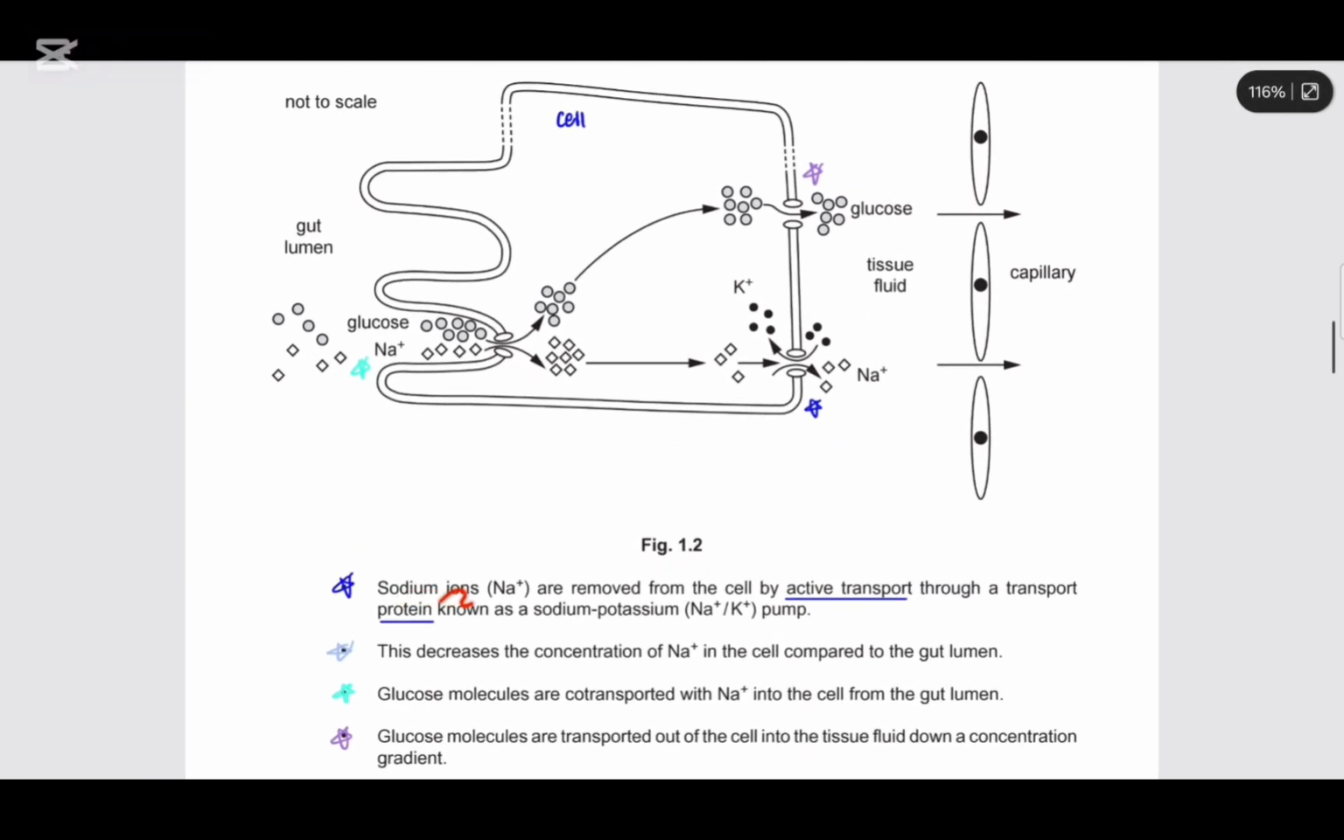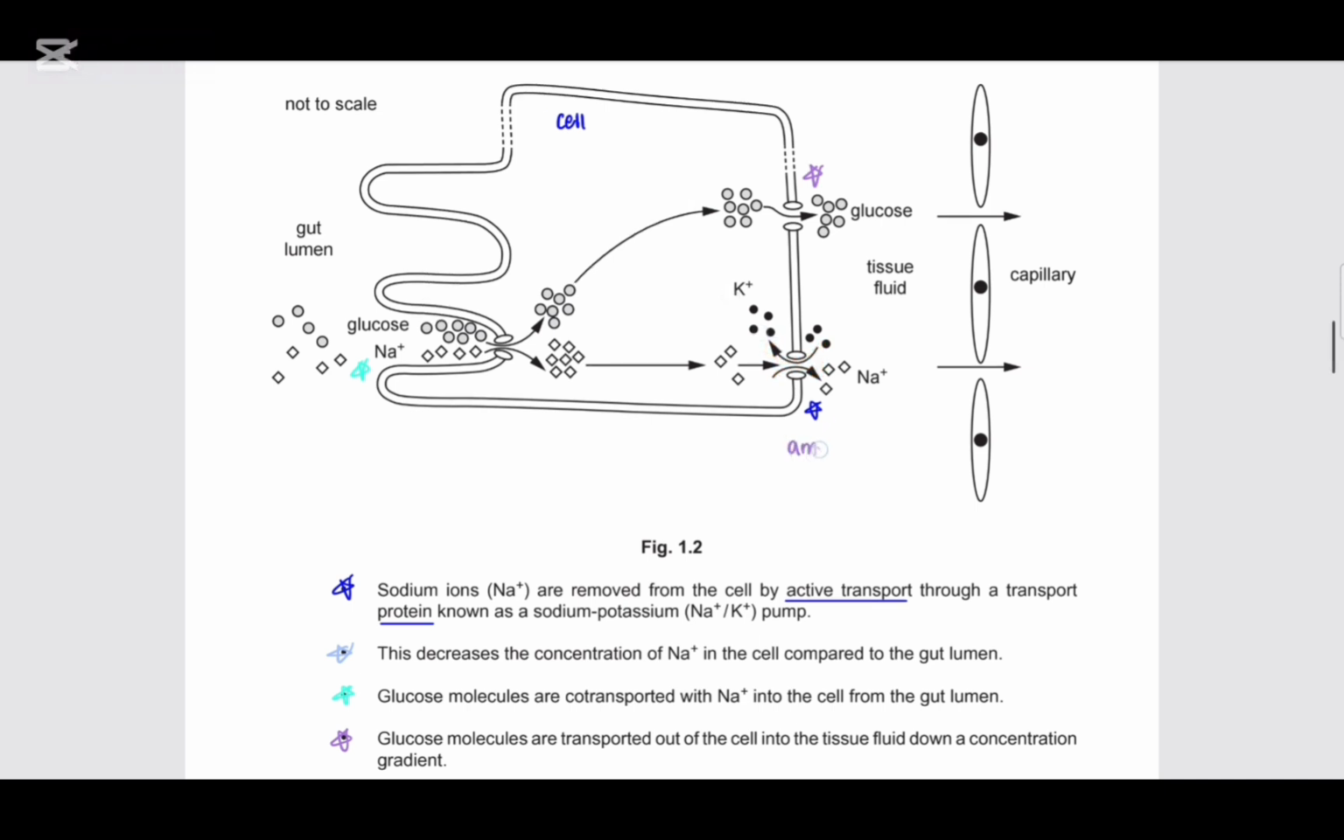Point number 1. Sodium ions are removed from the cell by active transport. They actually tell us it's being removed by active transport through a transport protein known as the sodium-potassium pump. So I've indicated that with this blue star. So that's what's currently happening here. There's active transport, sodium out, right? But at the same time, potassium ions are taken in. So this is where we have antiport. You can take note, antiport: when one substance or molecule is transported out, another one is transported in.